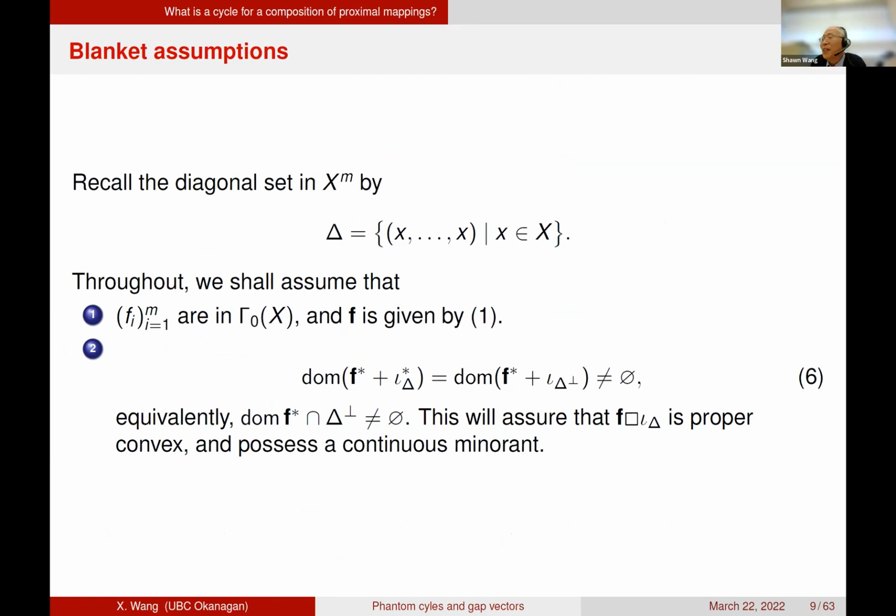So the blanket assumption for the functions is: given finitely many proper lower semi-continuous convex functions f_i, and the conjugate f star, plus this, and I will require here that it is not empty. Okay, that's the blanket assumption. It is equivalent to saying that f infimal convolution with the indicator function of delta is a proper convex function possessing a continuous minorant. That's the assumption on the function and the conjugate.